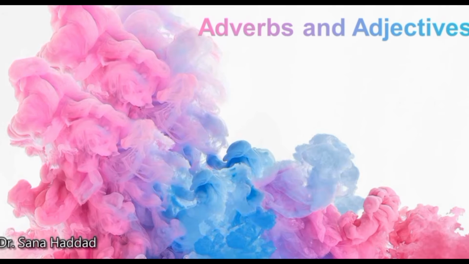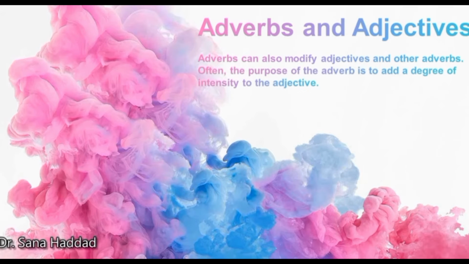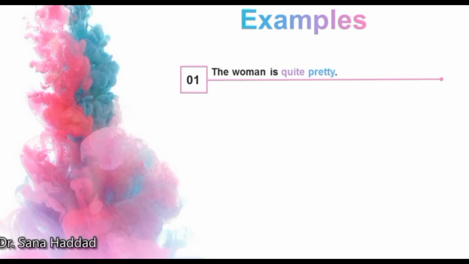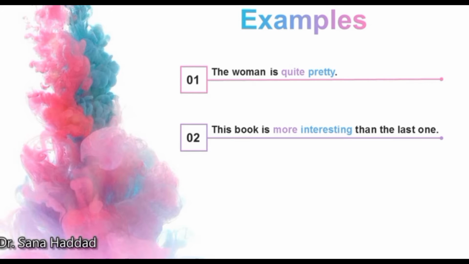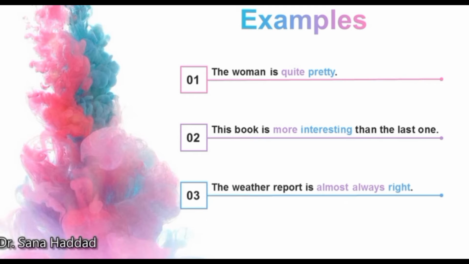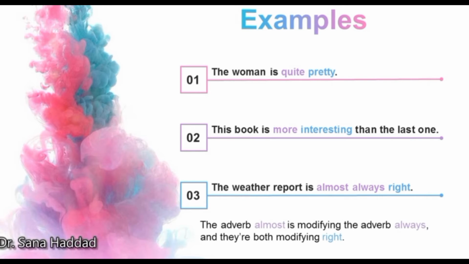Adverbs and adjectives. Adverbs can also modify adjectives and other adverbs. Often the purpose of the adverb is to add a degree of intensity to the adjective. For example, the woman is quite pretty. This book is more interesting than the last one. The weather report is almost always right. So in the first sentence, quite is describing the adjective pretty. In the second sentence, more is describing the adjective interesting. And in the last sentence, the adverb almost is modifying the adverb always, and they're both modifying the adjective right.